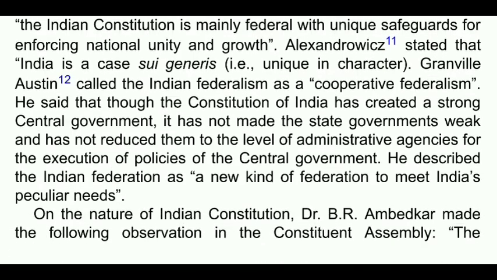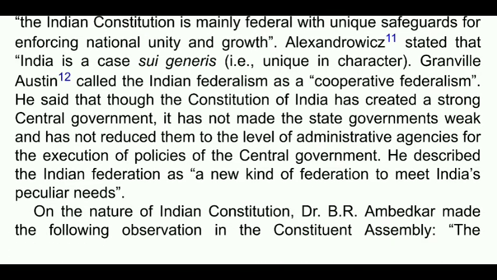Granville Austin called the Indian federalism as a cooperative federalism. He said that though the Constitution of India has created a strong central government, it has not made the state governments weak and has not reduced them to the level of administrative agencies for the execution of policies of the central government. He described the Indian Federation as a new kind of federation to meet India's peculiar needs.